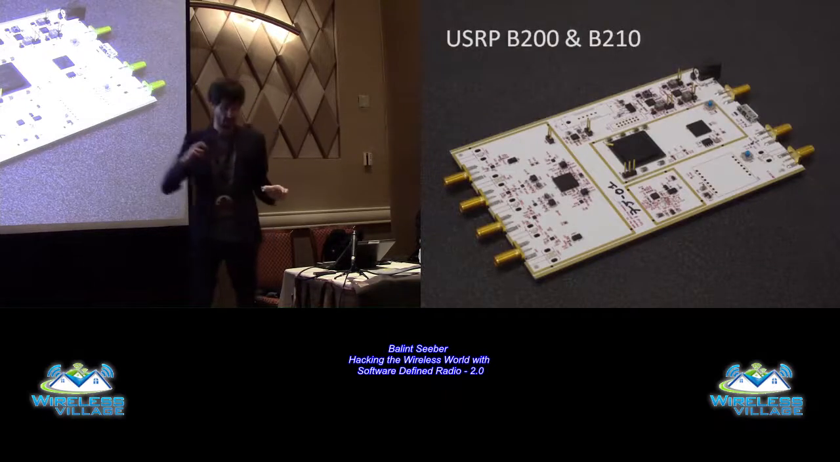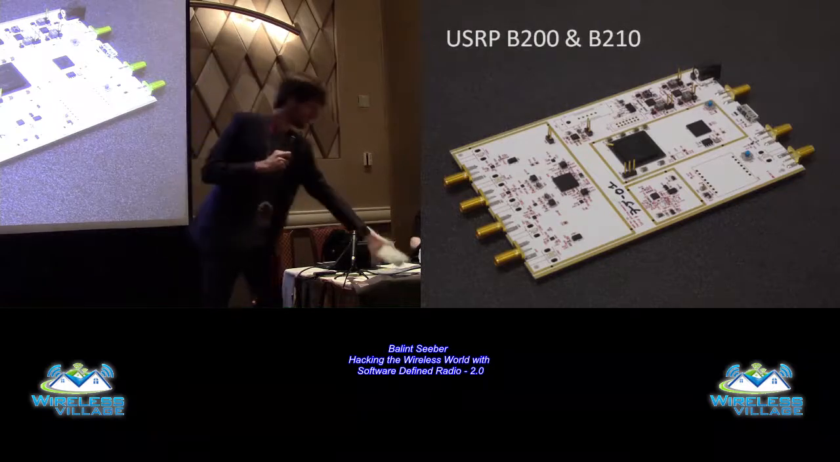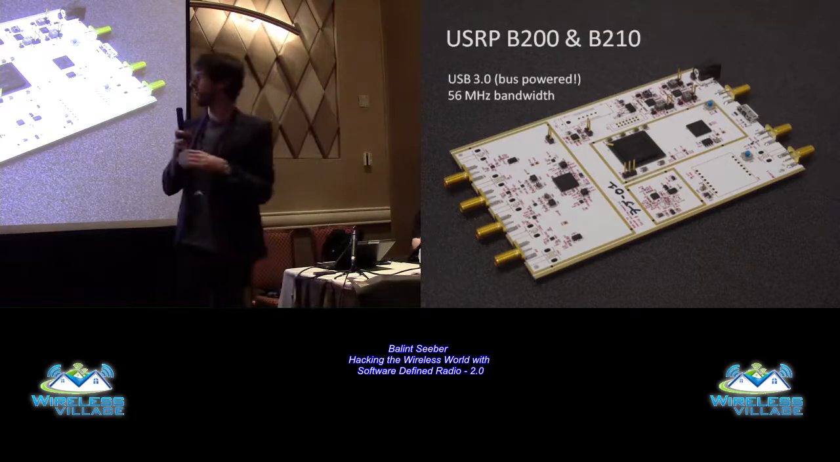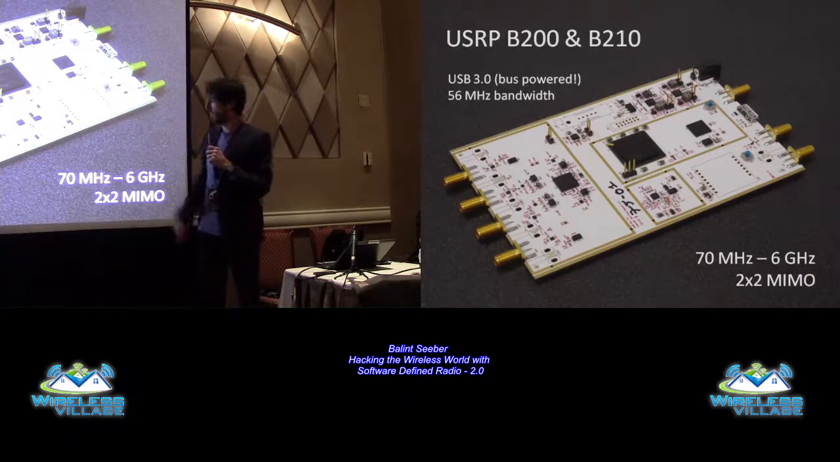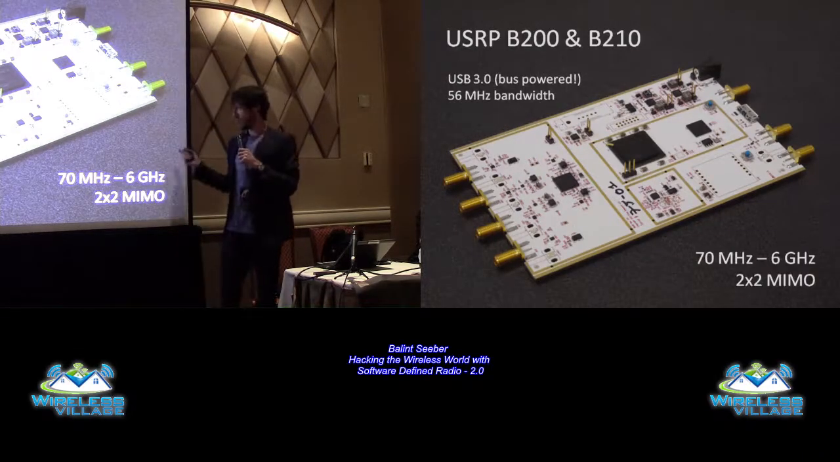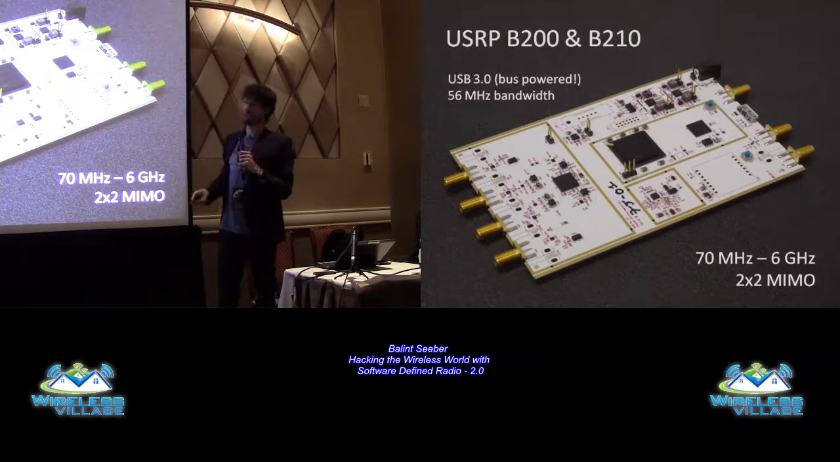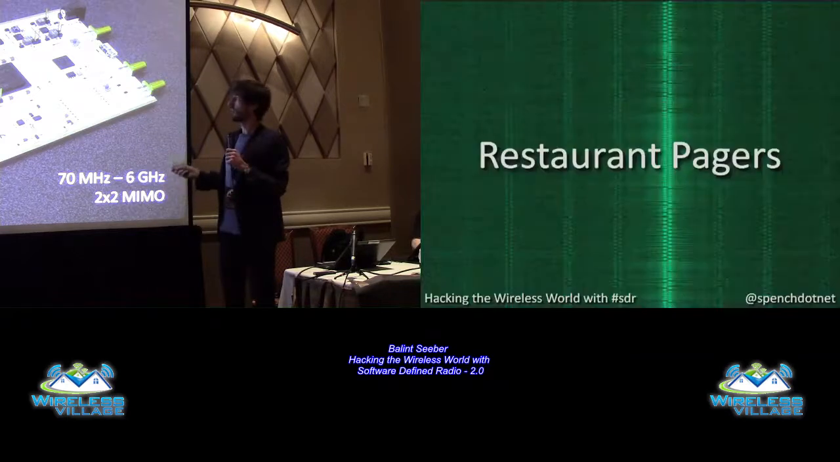So what I've used for my experiments is pretty much this: the USRP B200. You can pass it around if you want to have a look. It's USB 3.0 bus powered. You can get up to 56 megahertz of RF bandwidth over USB 3. It tunes from 70 megahertz to 6 gigahertz. The B210 can do 2x2 MIMO, so you can have full duplex 2 channels. And you can do all sorts of incredible stuff with this, like I've run an LTE base station off it.